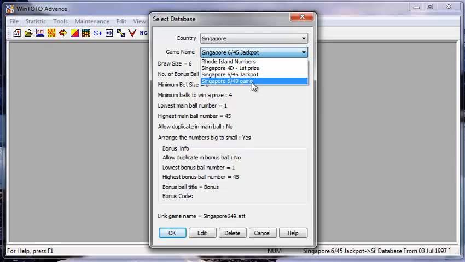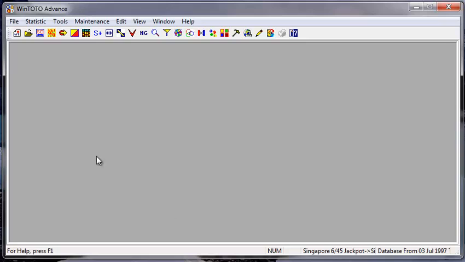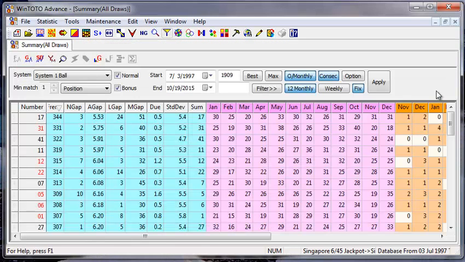The reason why I choose Singapore is that I'm going for the 645, which includes the 649 as well. Of course, if you click on 649, it's only 49 numbers, but I like to include the 645 just to share with you. All right, let me click OK.